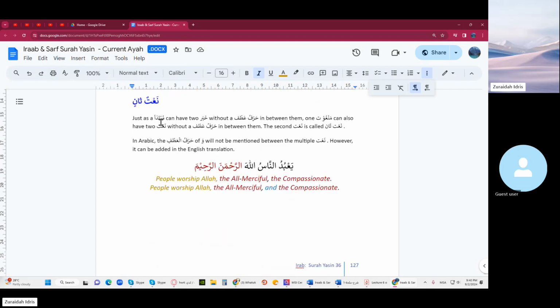Then, of course, just like the mubtada can have two khabars, the mausuf can have more than one na'tun. This one we know very well. And the most famous one, I think, here, Ar-Rahman, Ar-Rahim. So this is the example.